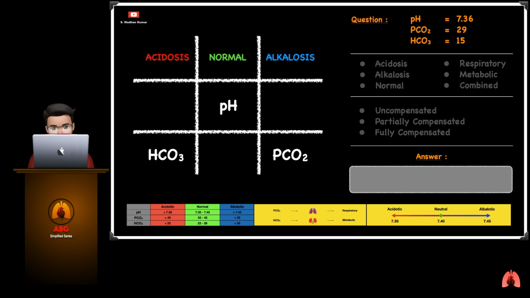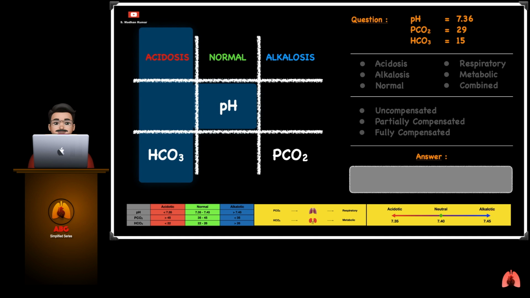As we can see, pH is normal and the other two values are abnormal. So it is fully compensated. Now we have to determine whether the pH is in acidosis or alkalosis. When you see the value of pH, which is 7.36, it is sliding towards acidosis. So since the pH is in acidosis and HCO3 is involved and it is already determined as fully compensated, the final interpretation will be fully compensated metabolic acidosis.